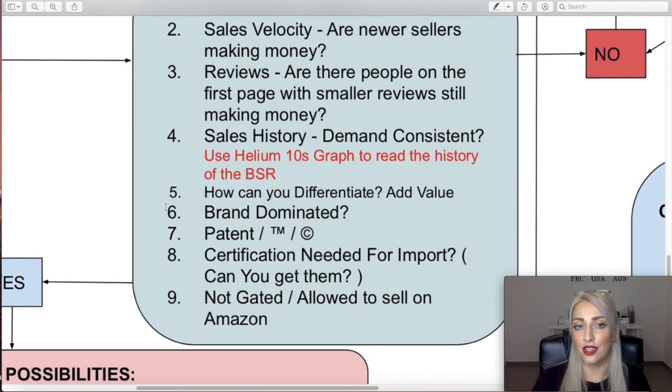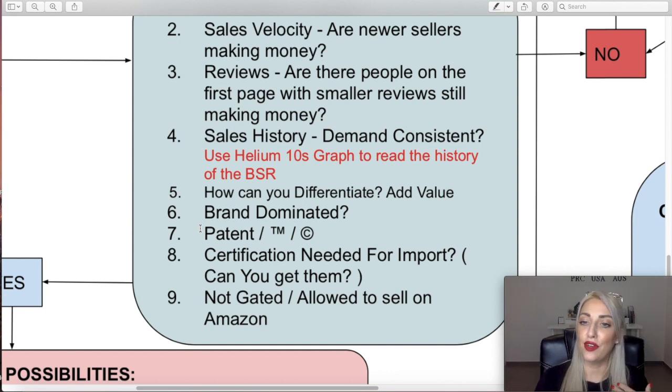The next one is, is it patented? Is there a trademark or copyright on the design? You can check that out by going to Google Patents or the USPTO website or the copyright website. Or you can hire a patent lawyer to do that work for you. It's not that expensive.